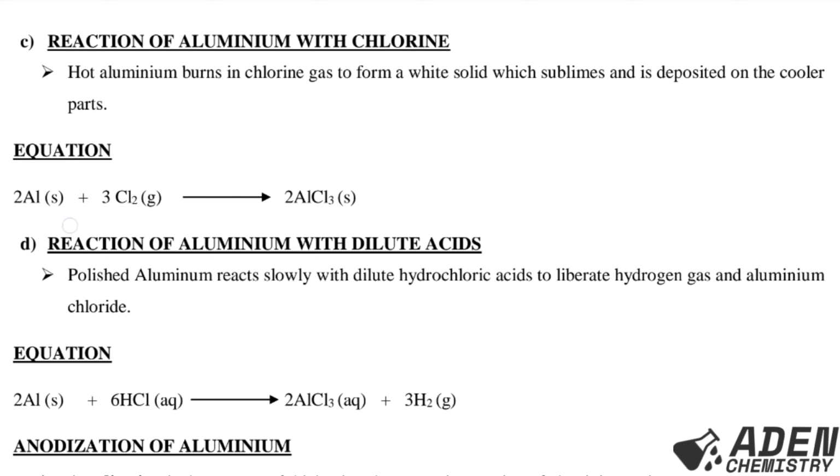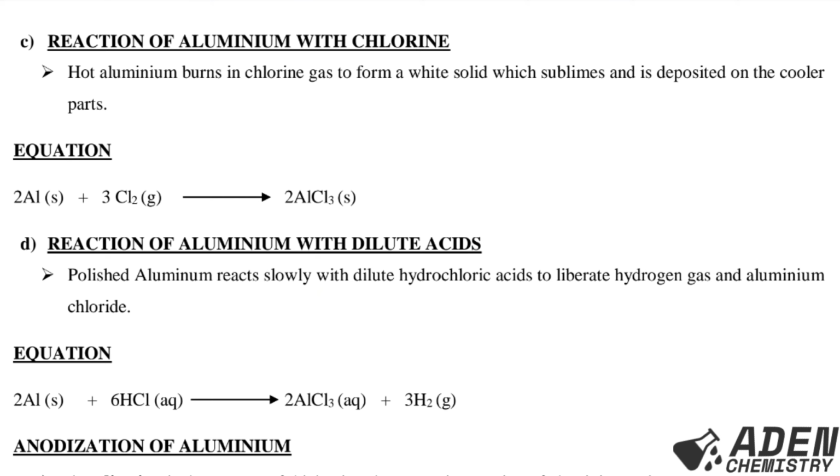The fourth chemical property of aluminum is the reaction of aluminum with dilute acids. Polished aluminum reacts slowly with dilute hydrochloric acid to liberate hydrogen gas and aluminum chloride. Remember, when a metal is added to dilute acid, we get salt and hydrogen gas. There are 3 dilute acids: dilute hydrochloric acid, dilute sulfuric acid, and dilute nitric acid.